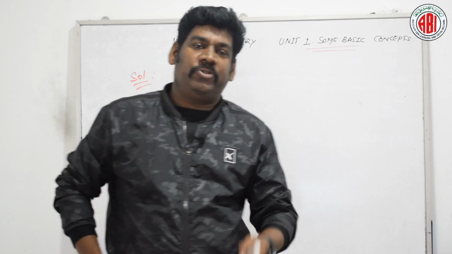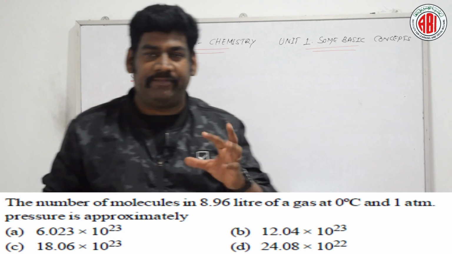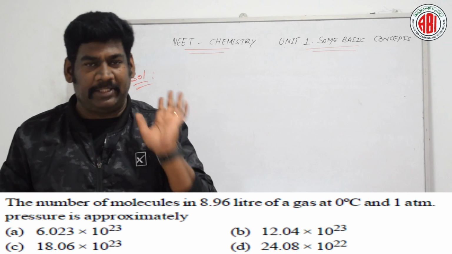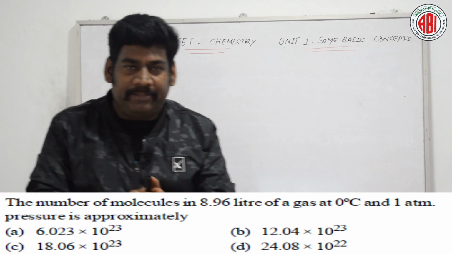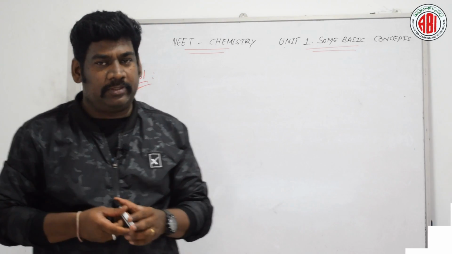Now let us see the next question: the number of molecules in 8.96 liter of a gas at 0 degree Celsius and 1 atmospheric pressure is approximately equal to. So here are a few options. So let us see how to solve this problem.